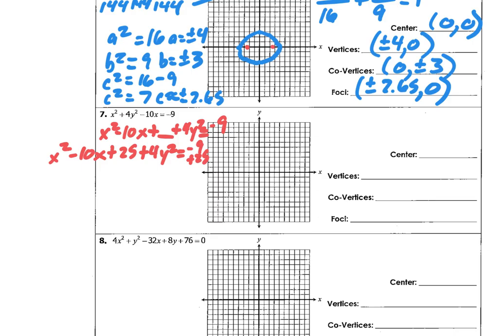Okay, we're going to factor it. So over here, I would have x minus 5 squared plus 4y squared equals 16. We're almost there. We still want this to equal 1. It's not equal to 1 yet. Before we start graphing it and before we start doing anything else, I always want it to equal 1. So kind of like we did on the last one, we're going to divide by 16, but you got to make sure you divide everything by 16.